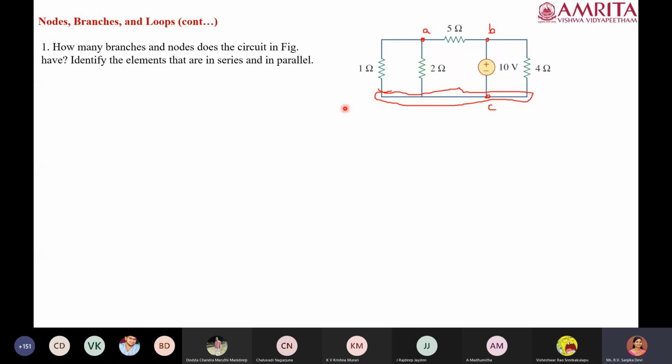Ma'am, the number of elements in the circuit. Yeah, each circuit element constitutes a branch in a circuit. Okay, and what about nodes? A point of connection between two or more branches. Yes, the common point where two or more branches connect together is called a node, and a loop is nothing but a closed path of the circuit.